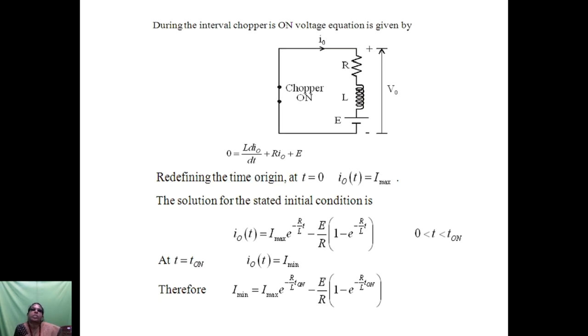During the interval when the chopper is in the on state, 0 is equal to L di0 by dt plus R i0 plus E. At t is equal to 0, i0 of t is equal to I maximum. So i0 of t is equal to I maximum into e power minus R by L into t, minus E by R into (1 minus e power minus R by L into t), for the time period 0 to T on. At t is equal to T on, i0 of t is equal to I minimum. So I minimum is equal to I maximum into e power minus R by L into T on, minus E by R into (1 minus e power minus R by L into T on).